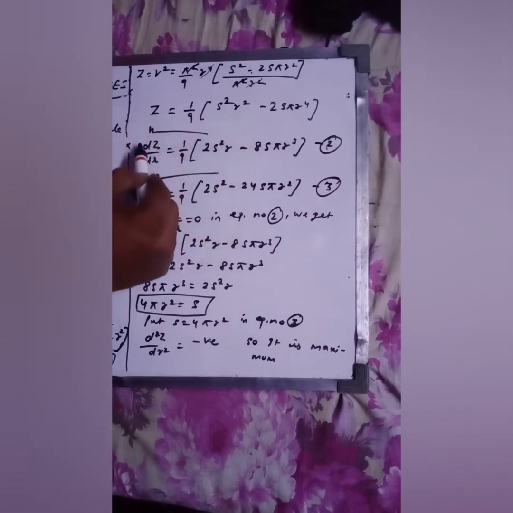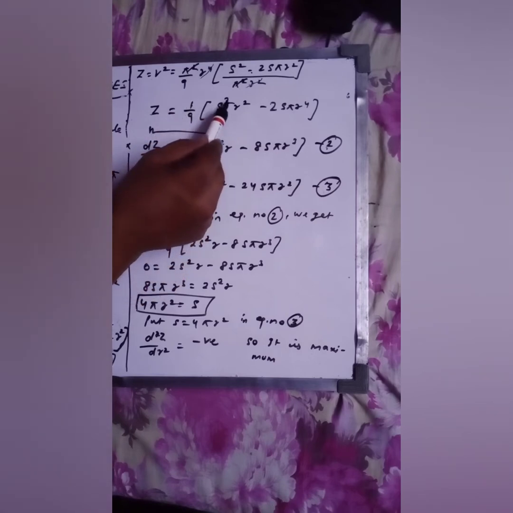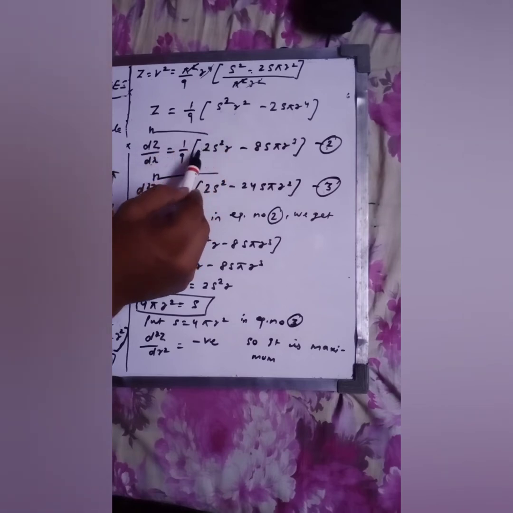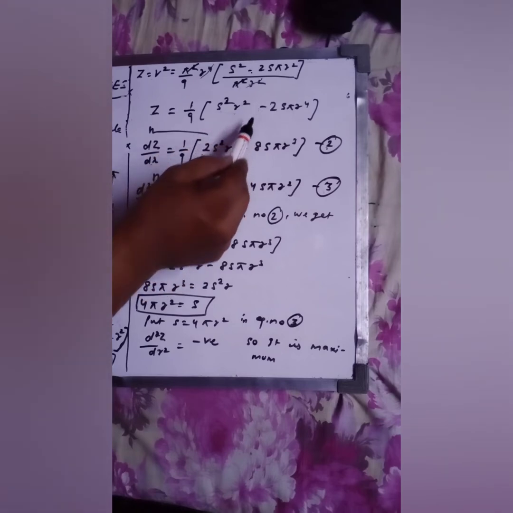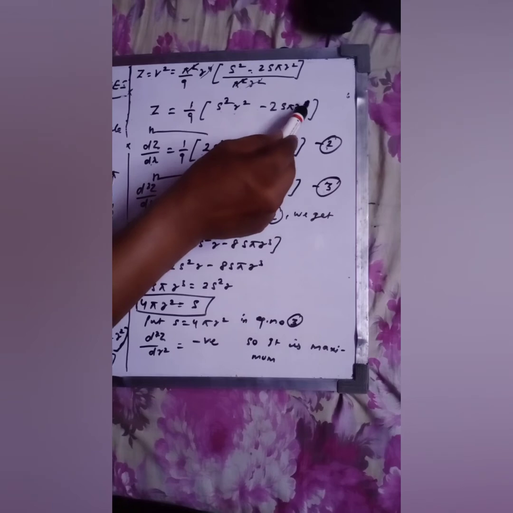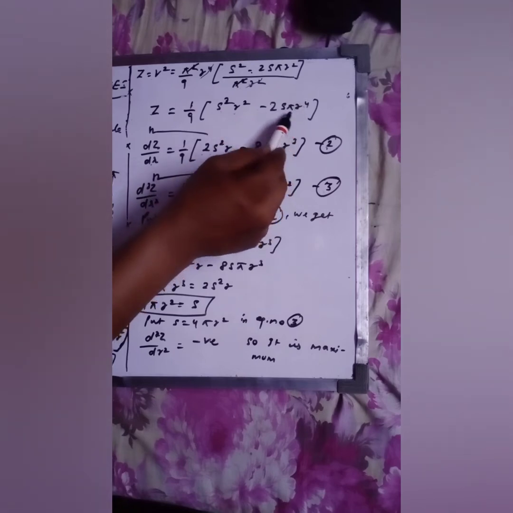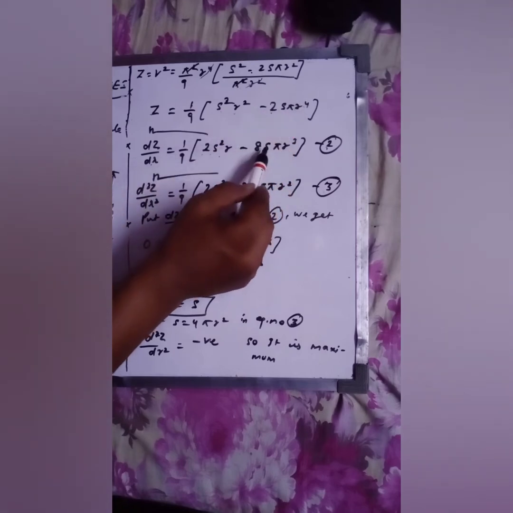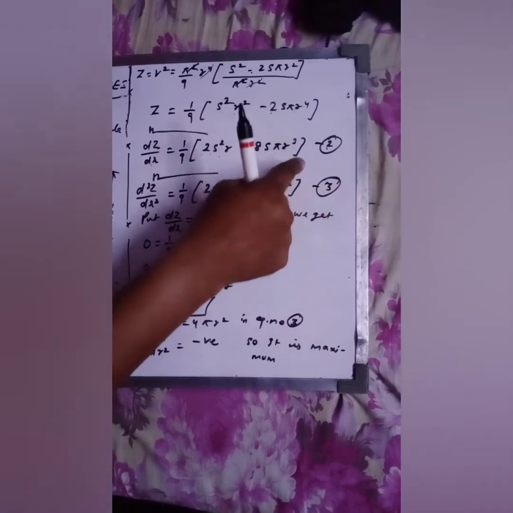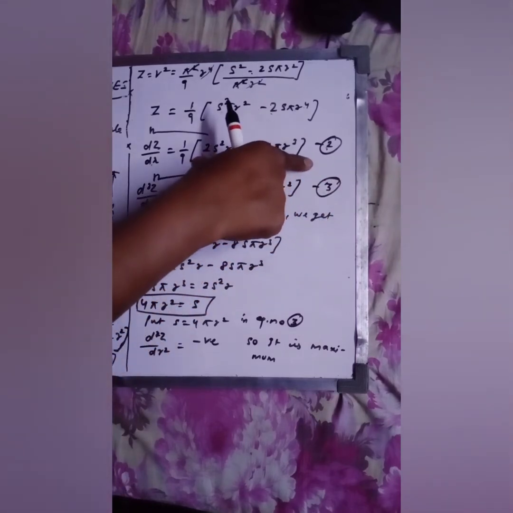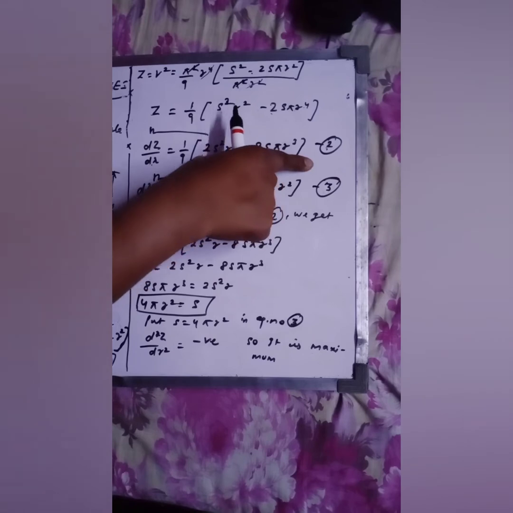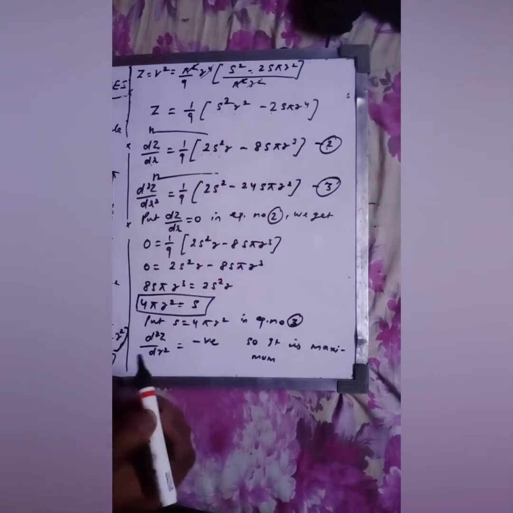So this would be dz upon dr equals 1 by 9, and h square will remain the same. The derivative of r square will be 2r, so this will be 2h square r minus, and the derivative of r to the power 4 will be 4r cube. So when you multiply this, you will get 8 pi r cube. You can find the derivative very easily. So this is your equation number 2.